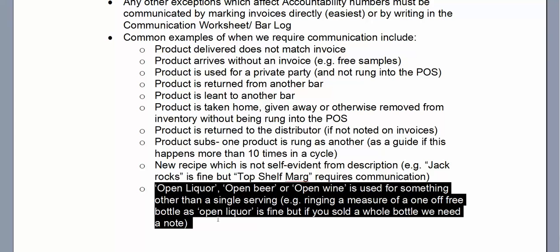And then the most common one is anytime you use open liquor, open beer, open wine, we're going to presume it's a single serving. So if you do an open liquor button, we'll presume it's 1.5 ounces in most cases of liquor being used. So if it was a whole bottle, or if it was a whole sale for an event, perhaps it's $1,000 that you pre-sold, a prepaid party per head, we need to have a note so that we know that $800 charge was that private party, and we know it's being correctly accounted for.